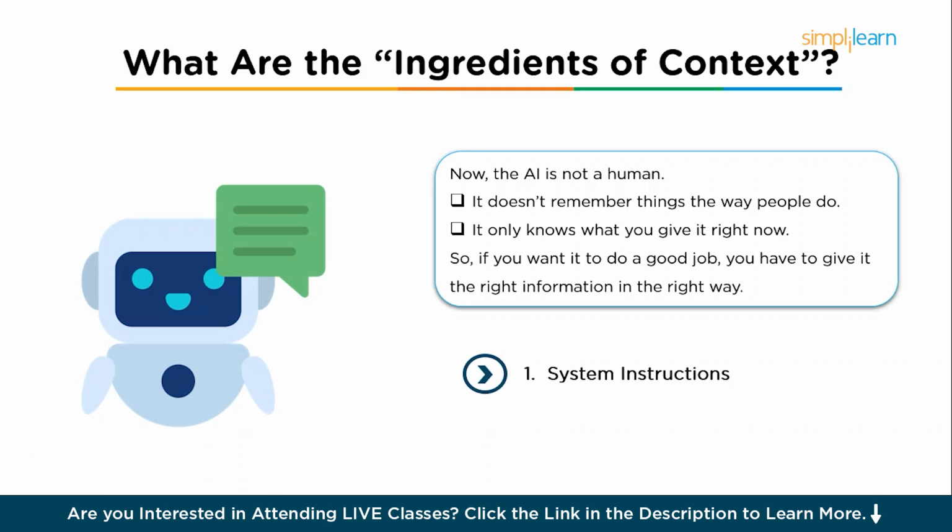The first one is system instructions. This is just like the basic rulebook you give the AI. For example, you say always write clean code, use British English, start every response with "hi there." These are the universal rules that the AI should always follow no matter what task you give it.